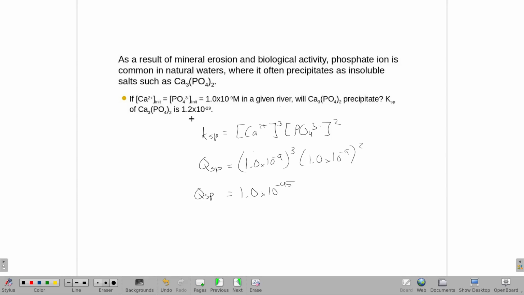Now, if you think about that, when Q was smaller than K, our reaction could still go forward. Well, with all precipitation reactions, or all solubility reactions, that means it's going towards the ions. So this is a situation where no precipitation happens. We can still go higher on those concentrations.